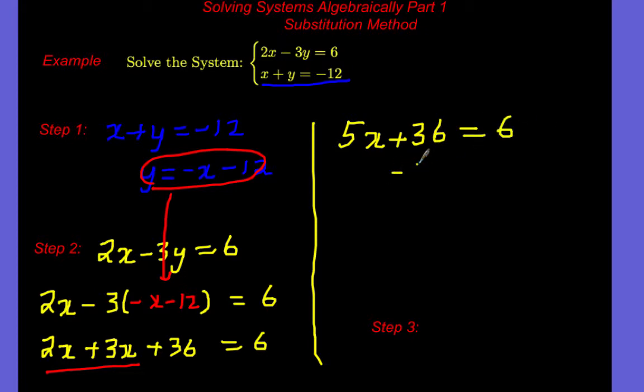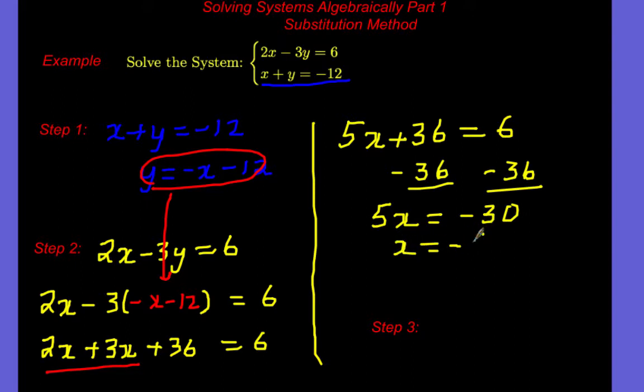So you subtract 36 from both sides. So 5x equals -30. So x equals -6. Now, in step 3, you take your answer from step 2 and plug it into step 1. That's the idea, and I might have been confusing earlier. You plug in your answer from step 2 into step 1.